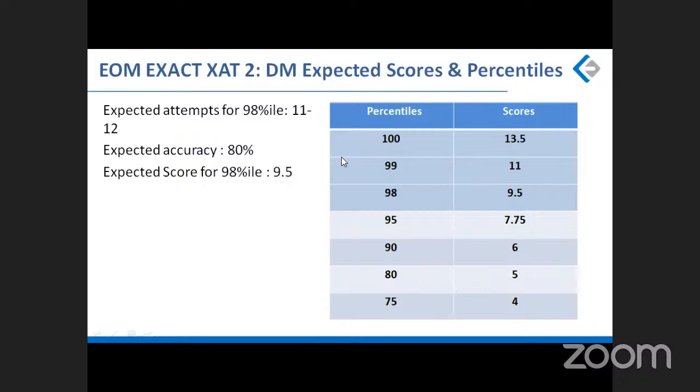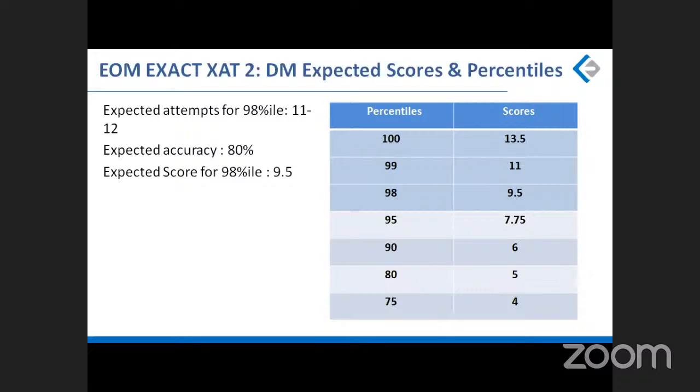That brings me to the decision making section, where I already said I would see people attempting only 50%, and 100 percentile is 13.5 out of 21. We are back to 65% of the total score. Sounds pretty similar to the kind of cutoffs that CAT has. That is true. Both of the exams eventually will look at cutoffs similar to each other. So 13.5, 98 percentile would work out to 9.5. A 75 percentile, just 4.